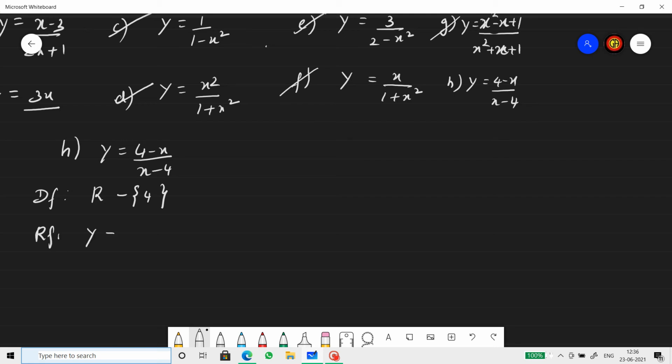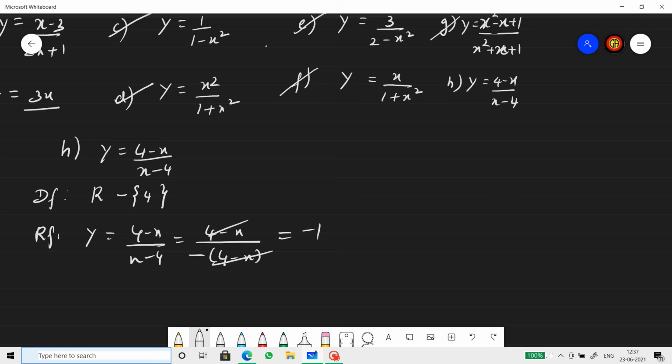Range: y equals 4 minus x by x minus 4. Can I simplify this? Of course I can simplify this. In all the previous sums there was no scope to simplify, so we had to take it to the left side and multiply with y. Here I can simplify. So what will be the simplification of 4 minus x by x minus 4? It's 4 minus x by minus of 4 minus x. So if I cancel, the answer is minus 1. Alright, so y equals minus 1.